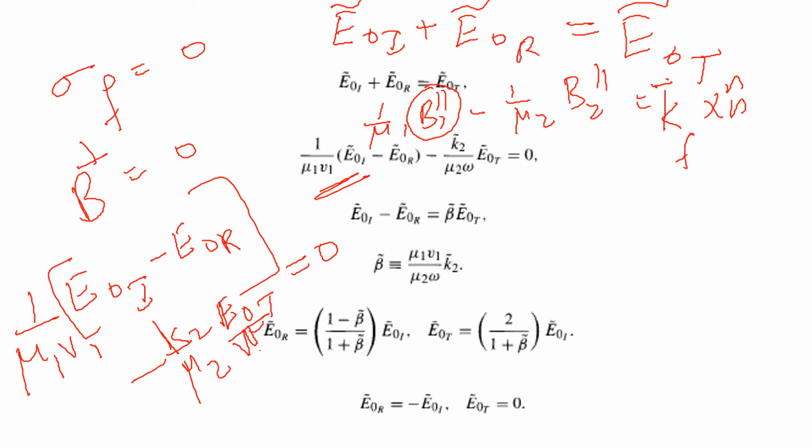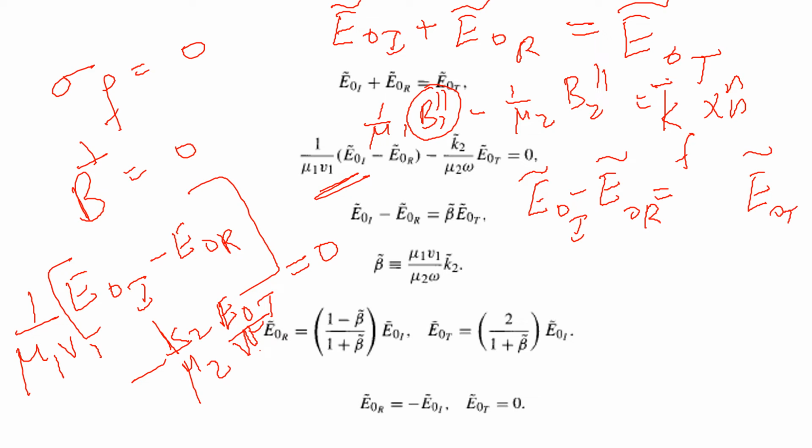So we got the expressions according to the boundary conditions. Now, this can be rearranged. How? E0I complex minus E0R complex equal to E0T complex on the other side.